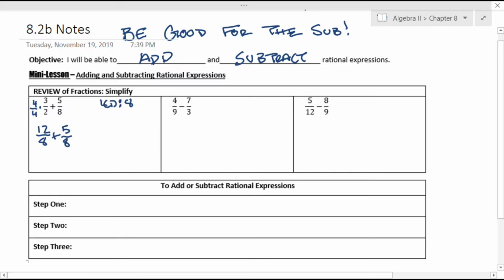And then when we add fractions, remember the top two numbers add together. So we get 12 plus 5, and the bottom one just stays the same. So 12 plus 5 is 17. So we get 17/8 as the answer.